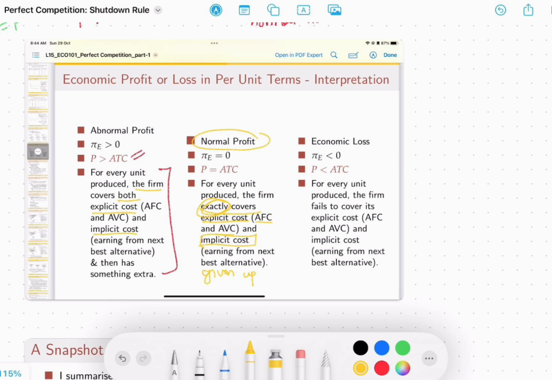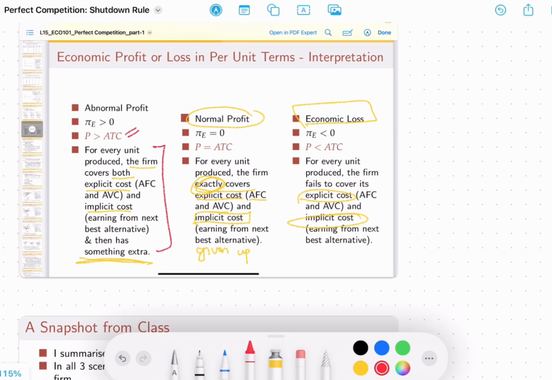Now let's interpret what each of these conditions in per unit terms actually means. So when profit is equal to zero, the firm exactly, that is the keyword, covers its explicit cost, which means it covers the fixed cost and the variable cost, and it covers its implicit cost. Basically, what you'd be earning from the next best alternative that you have given up. Okay. So when there's abnormal profit, what we're saying is you're able to cover both your explicit cost and your implicit cost. And even after that, something extra is left over. And when there's an economic loss, essentially what we're saying is the firm actually fails to cover its explicit cost and its implicit cost.